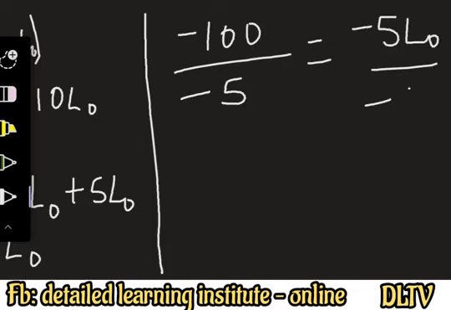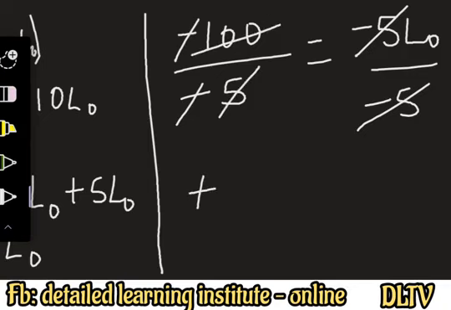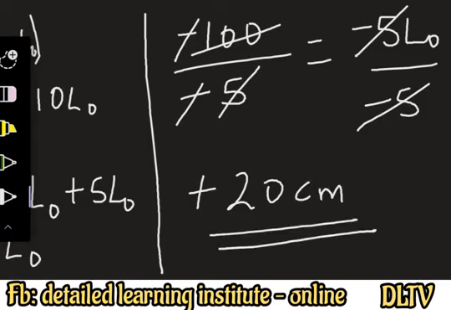Minus 5 takes out minus 5, and the negative sign takes out the negative sign to give us a positive sign, and then 5 goes into 100, and that gives us 20. So the value of our original length, not our constant, is 20, and we are working with centimeters, so 20 centimeters is the value of our original length.